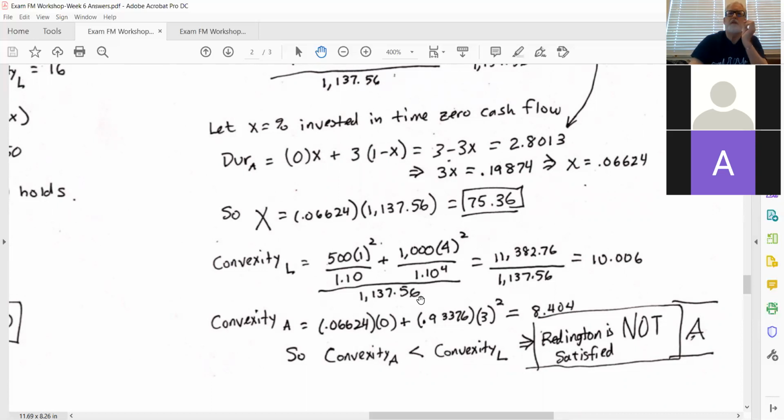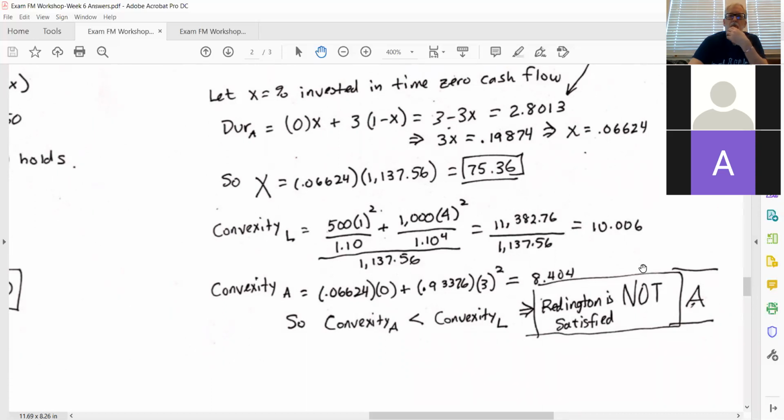So hopefully you followed that logic. You knew the answer was going to be A or B, so if you didn't have time, you could guess, but it's not that hard to calculate the convexity when there's only 2 payments. So you could check that quickly and see that Reddington was not satisfied.